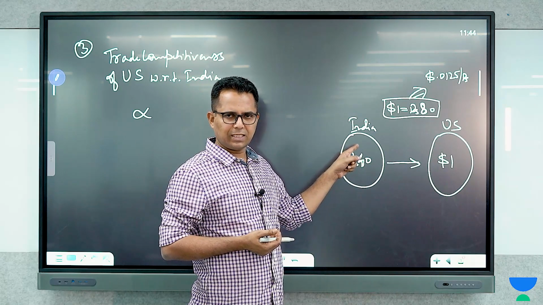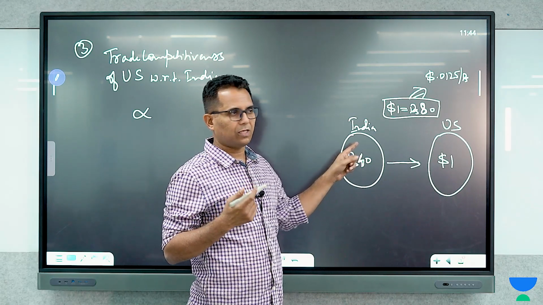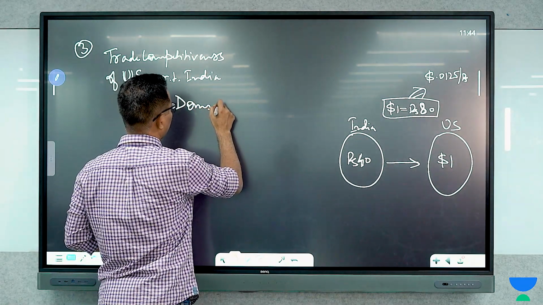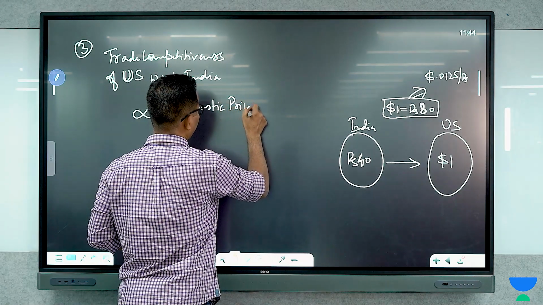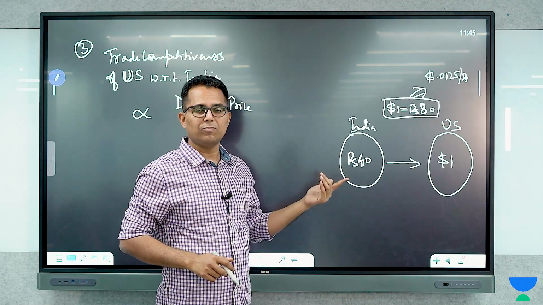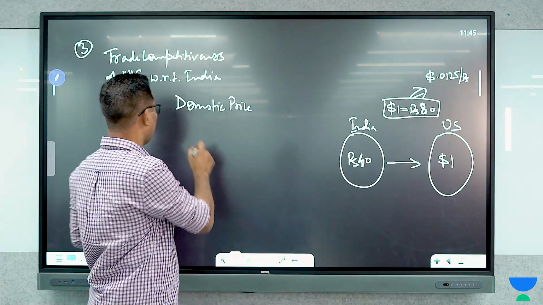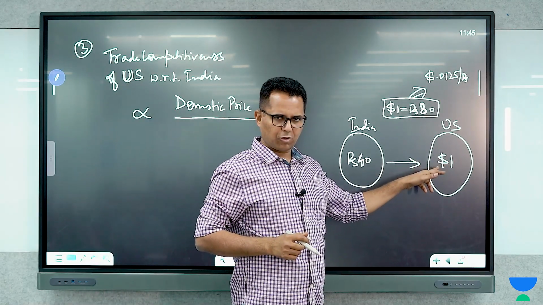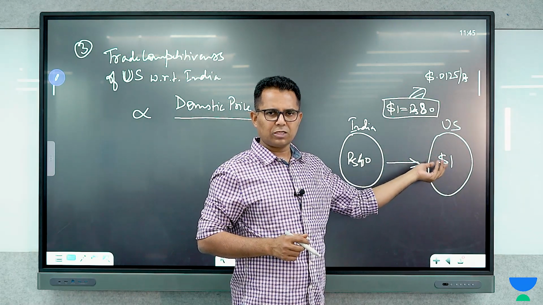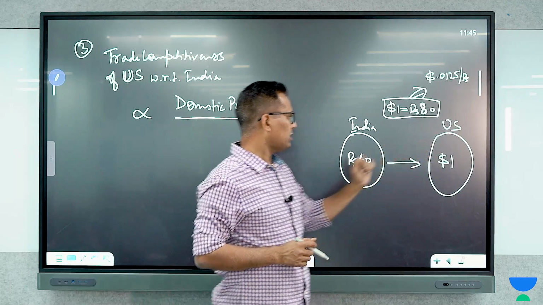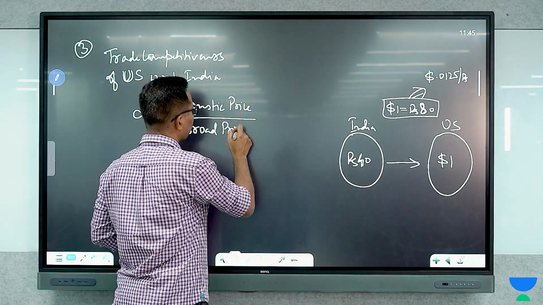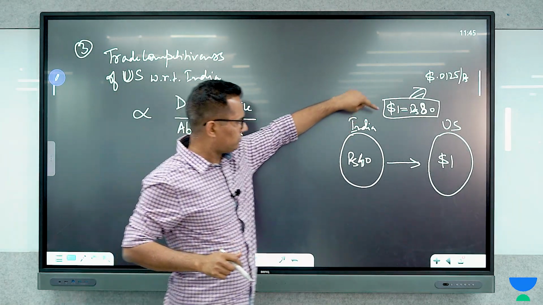So, if this price increases, that means US trade will become more competitive. That means it is directly proportional to domestic price. So, if domestic price increases, US trade will become more competitive, right? Now, think about this price, abroad price. If this price increases, US trade will become less competitive. If any product's price increases, its trade will become less competitive. So, this is inversely proportional.